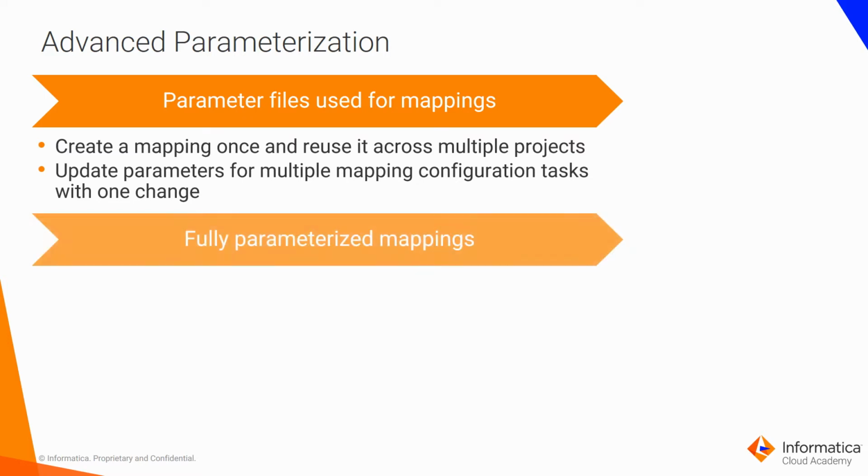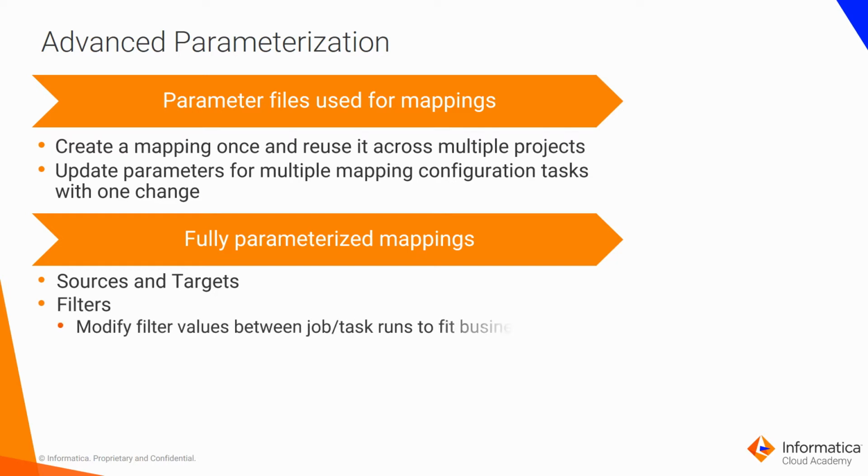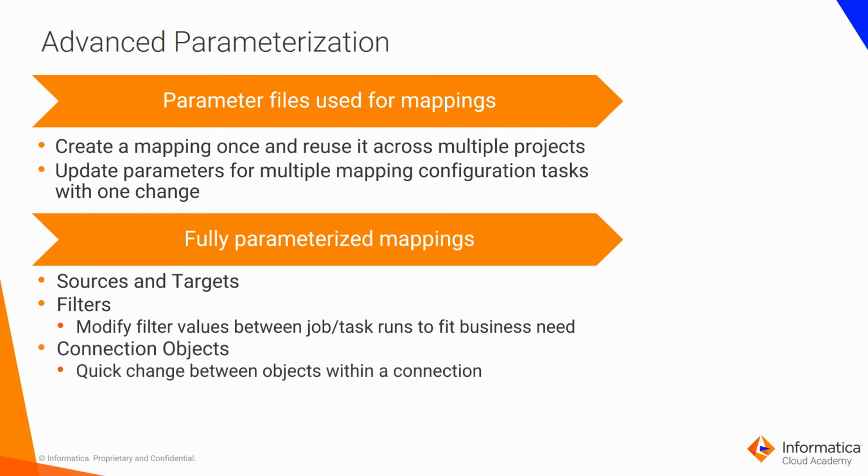In fully parameterized mappings, the source and targets are parameterized, where you can change your data sources and targets between runs without heavy modification. You can parameterize filters where it is possible to modify filter values between runs to fit the business need. Then we have parameterized connection objects, in which quick changes between objects within a connection can be made. For example, switching between opportunities to account objects in Salesforce.